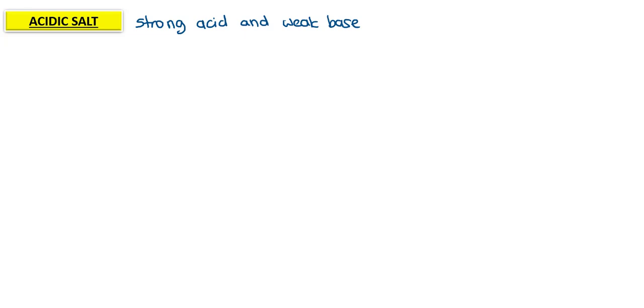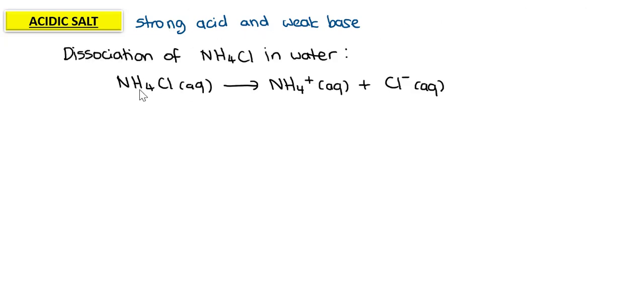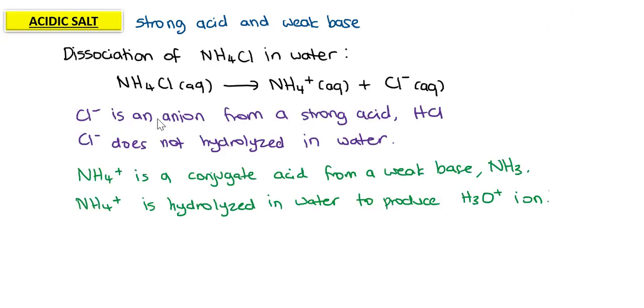An acidic salt is formed from the reaction of a strong acid and a weak base. For example, the dissociation of ammonium chloride in water will form the ammonium ion and the chloride ion. Cl- is an anion from a strong acid which is hydrochloric acid. Thus, Cl- does not hydrolyze in water, while ammonium ion is a conjugate acid from a weak base which is ammonia. Ammonium ion is hydrolyzed in water to produce the hydronium ion.